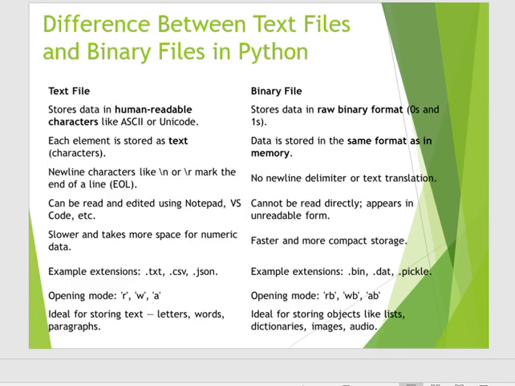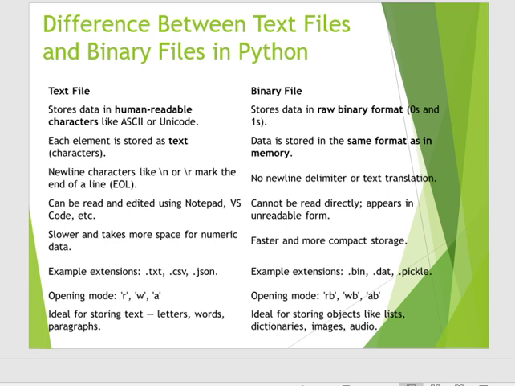Differentiate between text files and binary files in Python. Now these are the points of difference between both the files. A text file stores data in human readable characters like ASCII or Unicode, while binary files store data in raw binary format, that is in the form of zeros and ones. In a text file, each element is stored as a text character, while in a binary file data is stored in the same format as in the memory. In a text file, a newline character like \n or \r marks the end of a line, or you can say EOL, while in a binary file no newline delimiter or text translation is present.